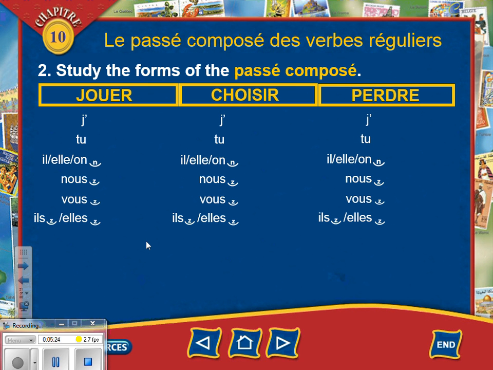Here's what the passé composé looks like when we put it all together. I'm going to be using avoir and the past participle. So here's avoir for je, j'ai, and here's the past participle of jouer, joué. J'ai joué means I have played or I played. Tu as joué, you played. Il, elle, and on a joué, played again. Nous avons joué, vous avez joué, and ils and elles ont joué. That's what the passé composé looks like for a regular ER verb. Go ahead, write that down.